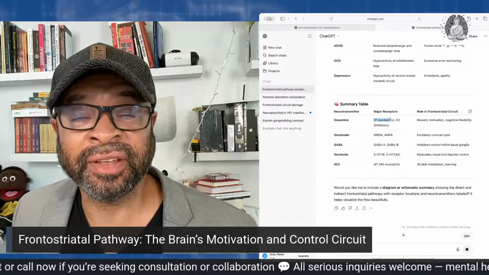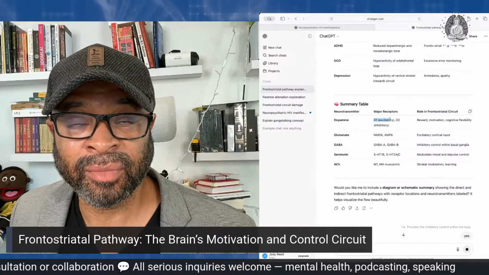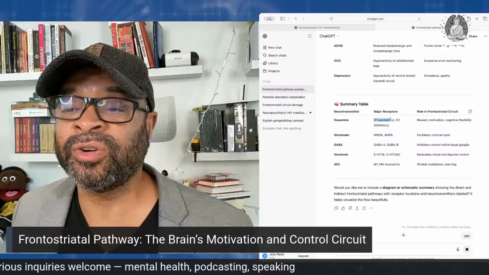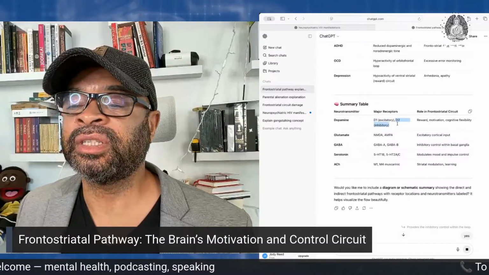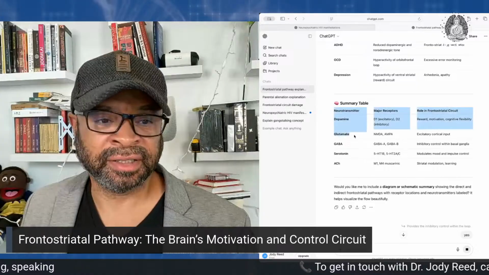That means that you get more attention, more concentration, more pleasure, more increased rewards, and things like that. D2 is inhibitory. Okay. All right. Glutamate is excitatory.